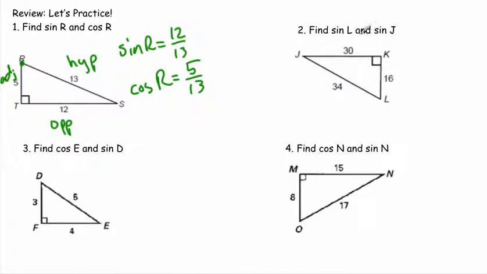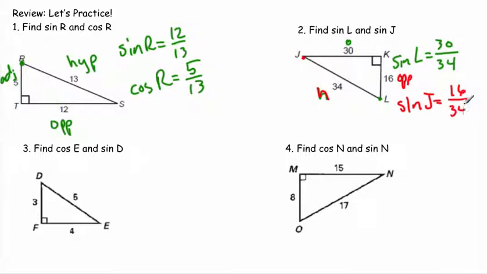Over here, find sine L and sine J. So for L, this is opposite, and this is hypotenuse, so sine of L equals 30 over 34. And sine of J, I'm going to switch colors for this one, so that makes this opposite, and this hypotenuse. So sine of J equals 16 over 34.